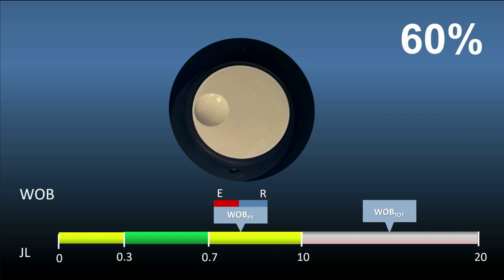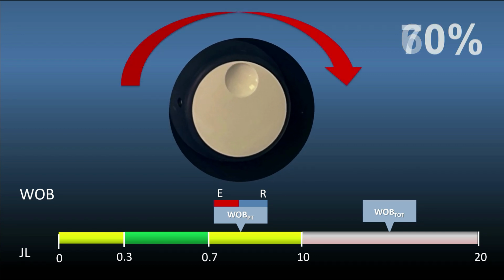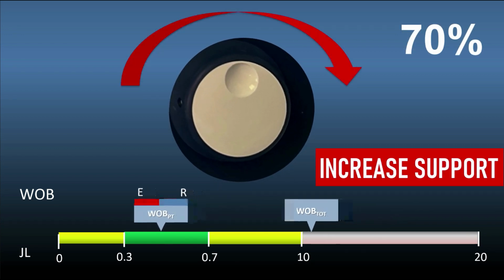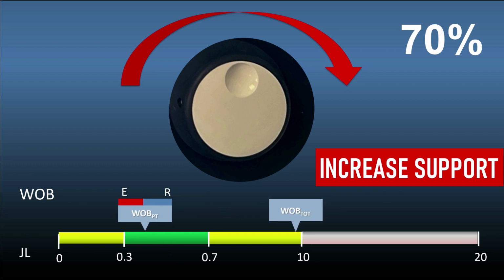In this situation, we can see that the patient's work of breathing is in the upper yellow zone. They're working too hard and they're going to get exhausted. So we need to increase the ventilator's component of work of breathing. We need to increase the support in this situation from 60% to 70%. So we're going to turn the knob clockwise to 70% and increase the support. And you can see that the patient's work of breathing has now gone back into that sweet spot, into the green zone.